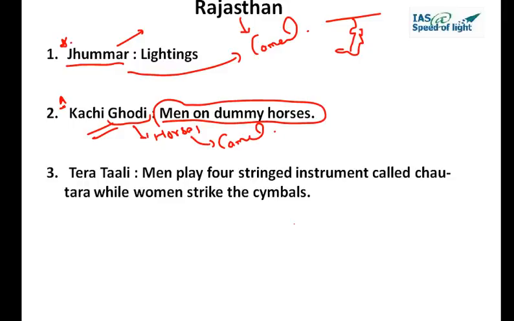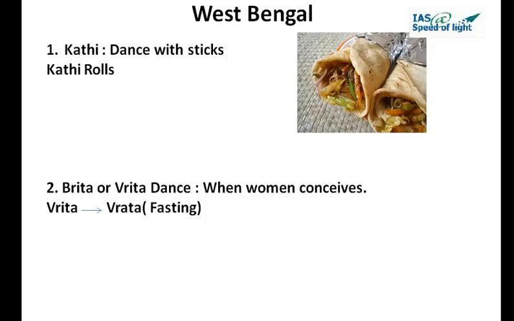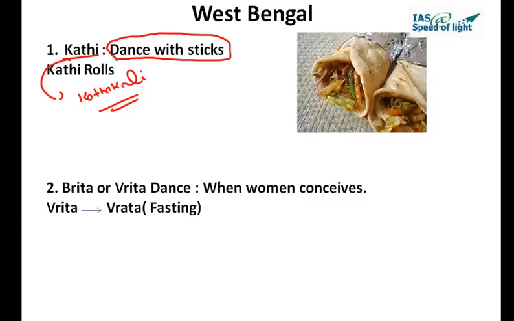women strike the cymbals. Coming to the next state, which is West Bengal, our picture for West Bengal is Mamata Banerjee. The first one is Kati. Now, this is the second time Kati is coming. If you remember, for Kathakali also we have Kati characters. Now, Kati is a dance with sticks, same as what we see in Gujarat, in Garba. So Kati is a West Bengal folk dance in which there is a dance with sticks. You can see Mamata Banerjee dancing with Kati rolls in her hands, and she's using these Kati rolls as sticks. So Kati, dance with sticks.